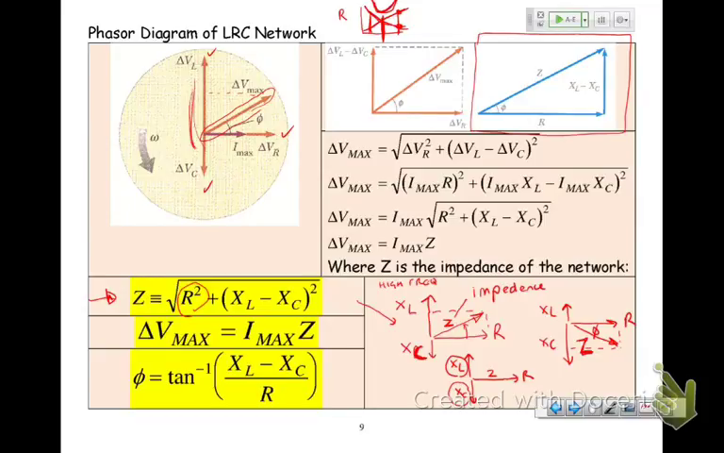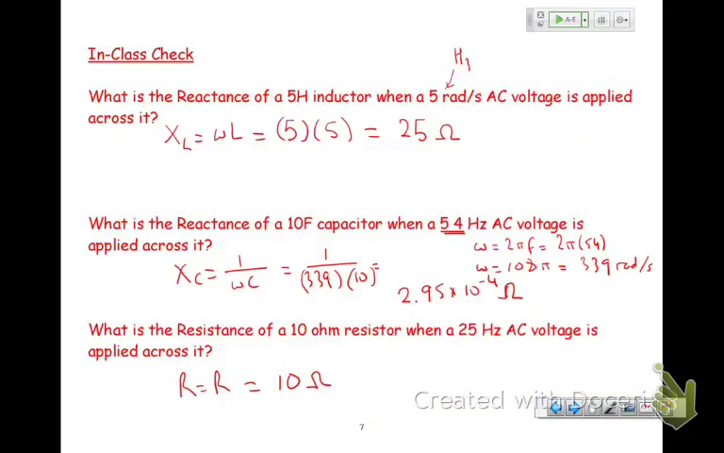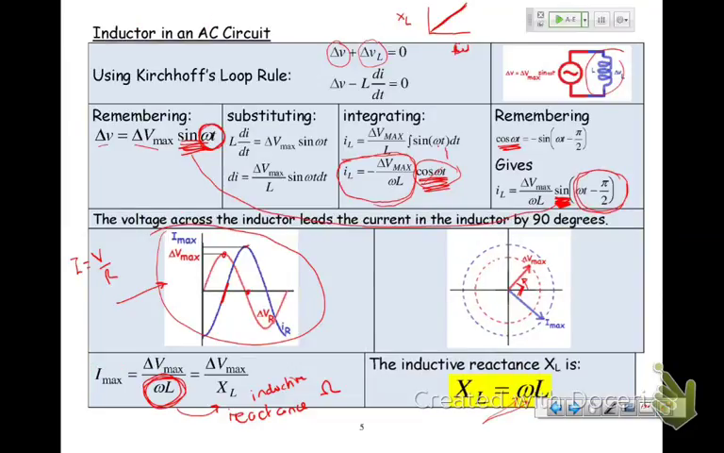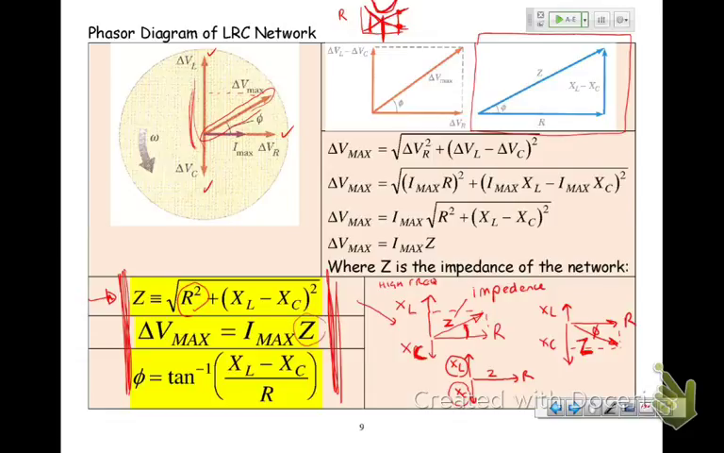And once I know my Z, then my V max is going to equal I max times my Z, because Z is just like a resistor. And this phi angle is just going to be the tangent of the opposite over the adjacent, which is XL minus XC over R. So those three, really important. XC is important, XL is important, and those three are really important.